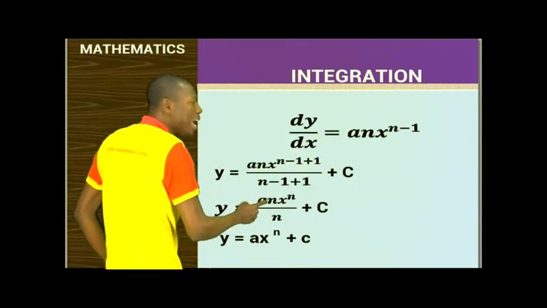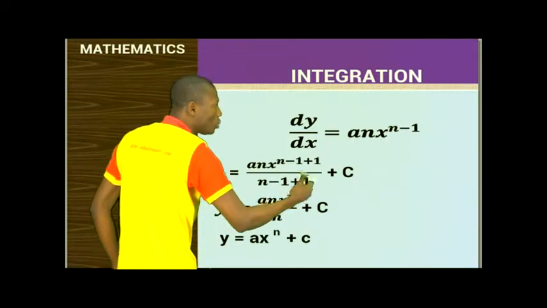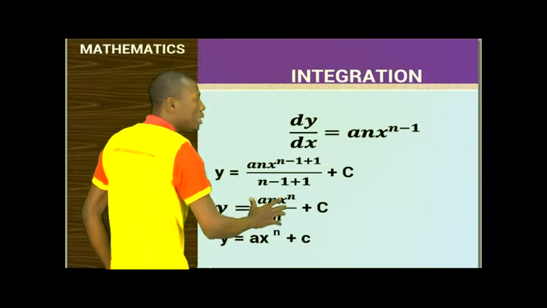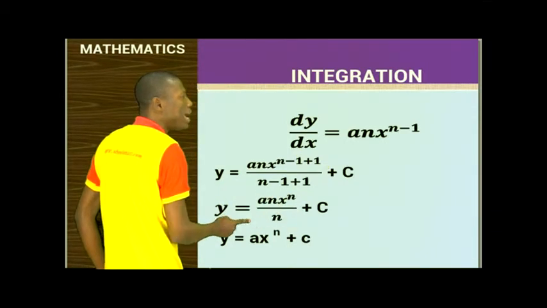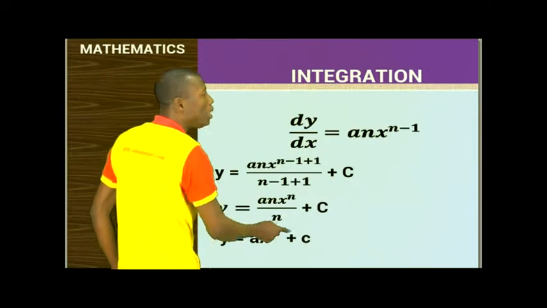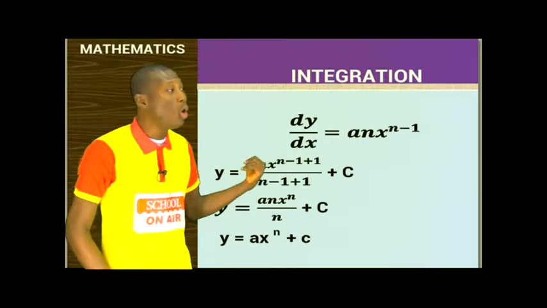Now I have anx^n all over n. Now, minus 1 plus 1 is equal to 0. Minus 1 plus 1 is equal to 0. Therefore I have anx raised to power n. Then this n cancels the n. I have ax raised to power n plus c. Now this one is the integration of this function.